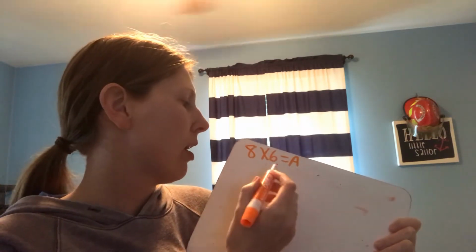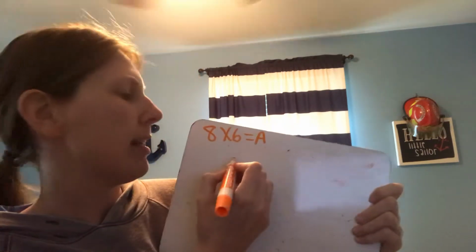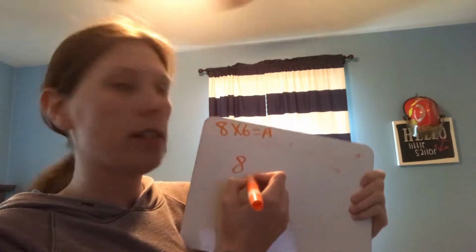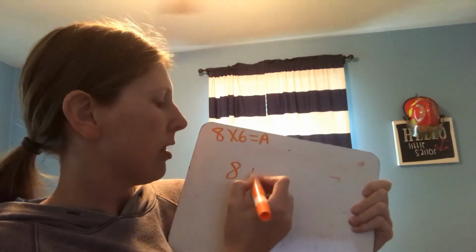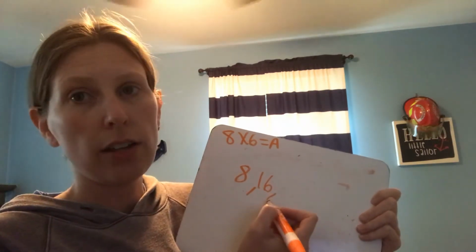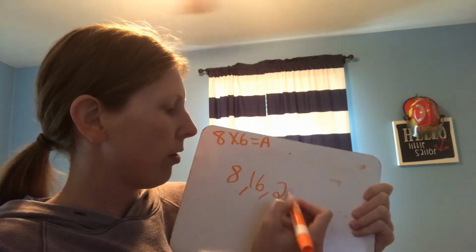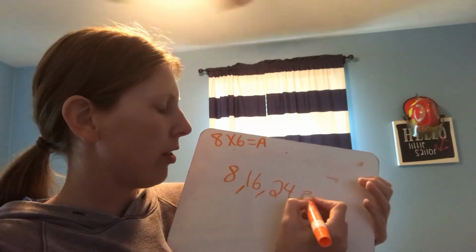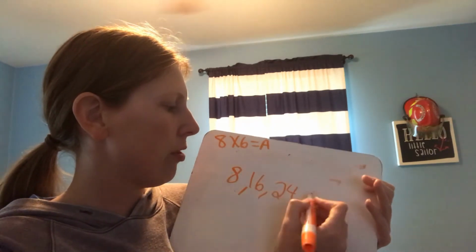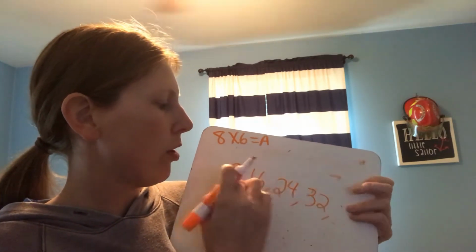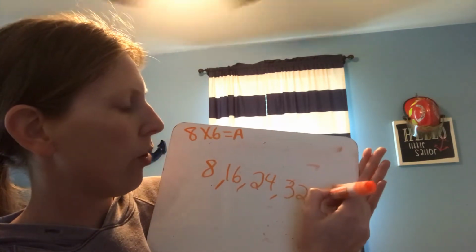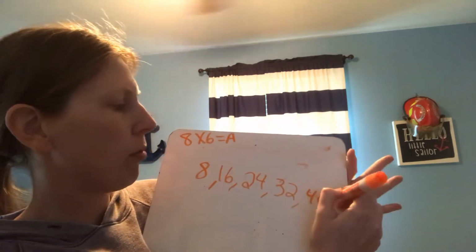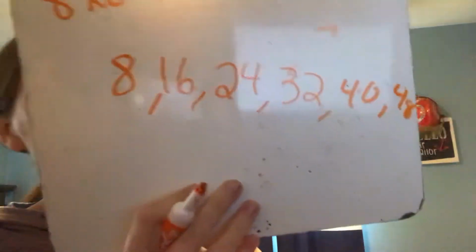Either way it works. If I want to skip count by 8s, I could do 8 is my first group, 16, another 8, 24, 32, 40, and 6 more would be 48. So all I did was just skip count by 8 6 times to get to 48.